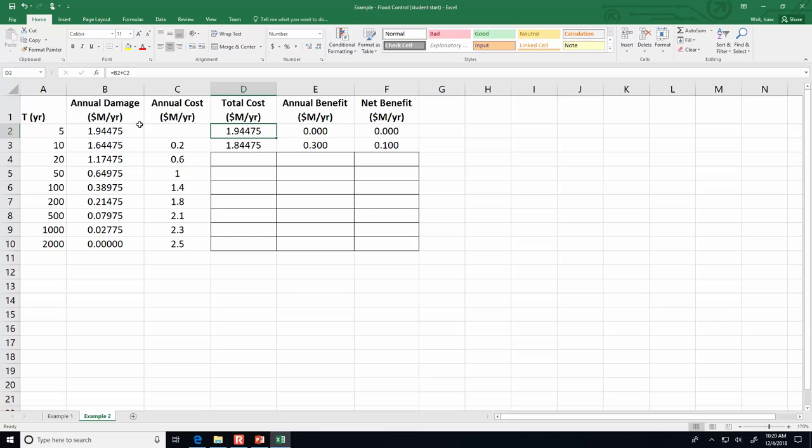So the total cost you can see is the damage and the annual cost together. So we'll calculate that column down. The benefit is the difference between the annual damage from the existing condition and the annual damage of the row that you're on. And then the net benefit is the annual benefit minus the annual cost.